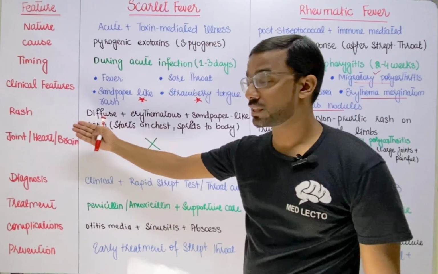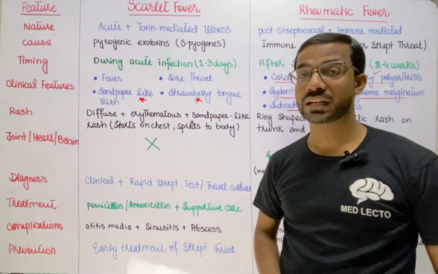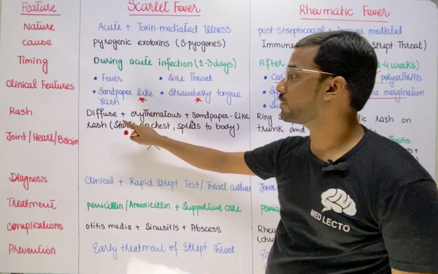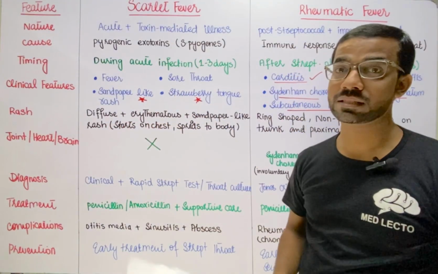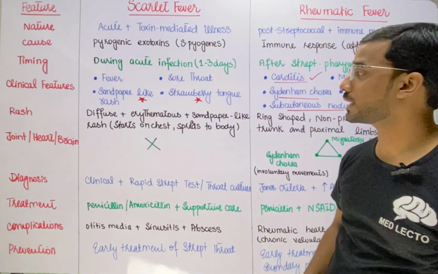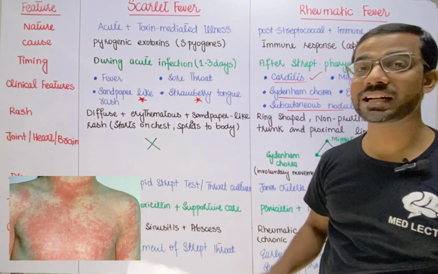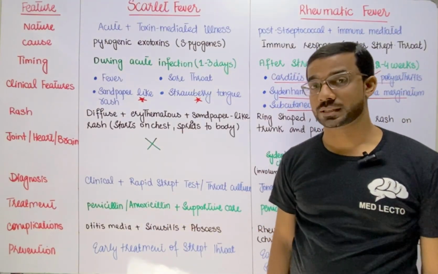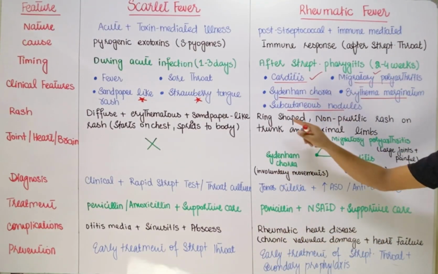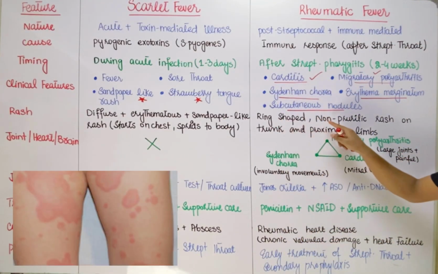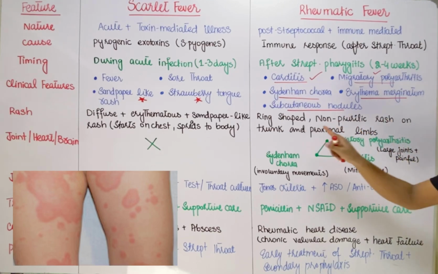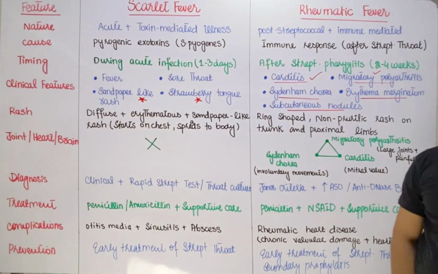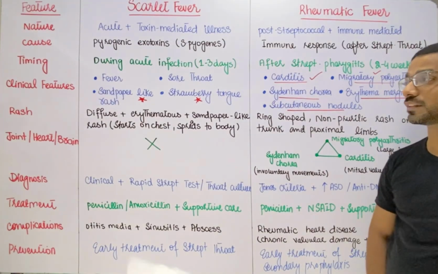So, what type of rash? Among the clinical manifestations, we can differentiate scarlet fever from rheumatic fever on the basis of the rash. In scarlet fever, the rash will be diffuse erythematous, meaning reddishness, and heat will be produced. It is a sandpaper-like rash, and it will start on the chest and move to the body and other extremities. And in rheumatic fever, you will see a ring-shaped, non-pruritic rash on the trunk and proximal limbs. So these are the different features of the rash in scarlet fever and rheumatic fever.